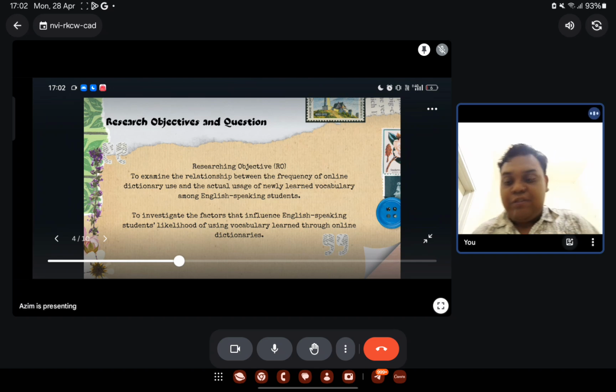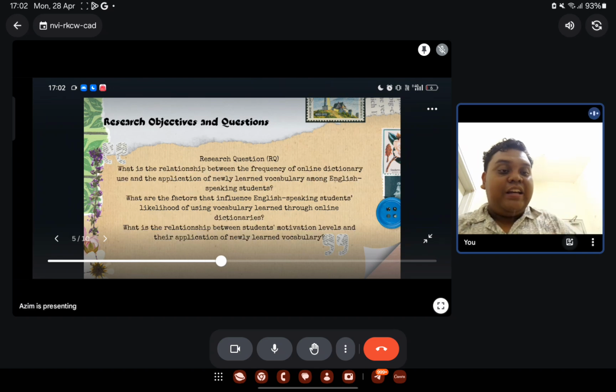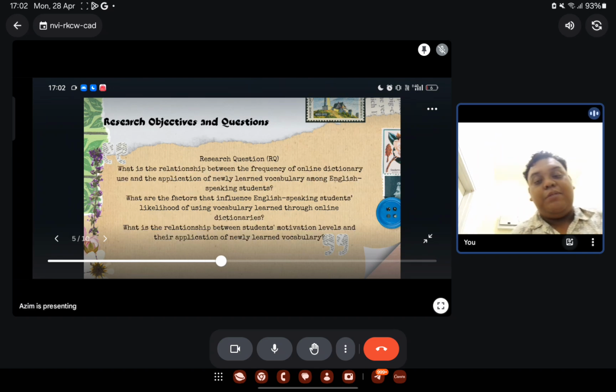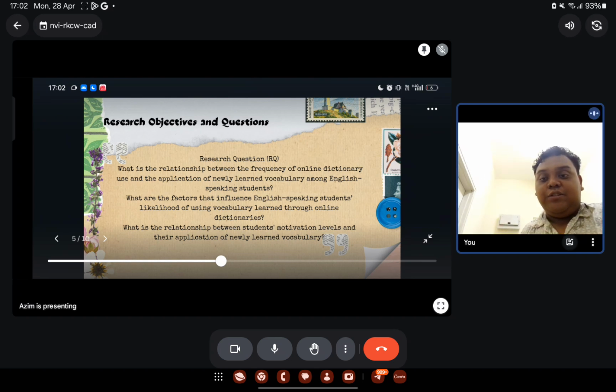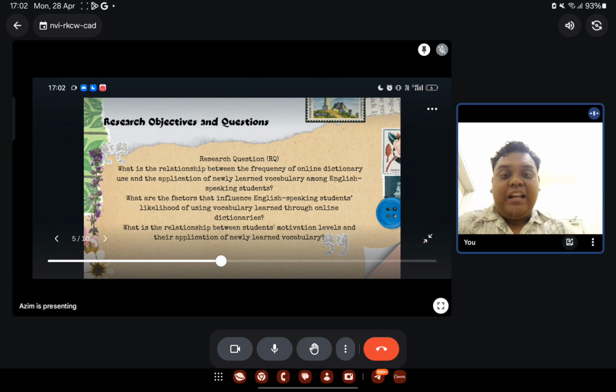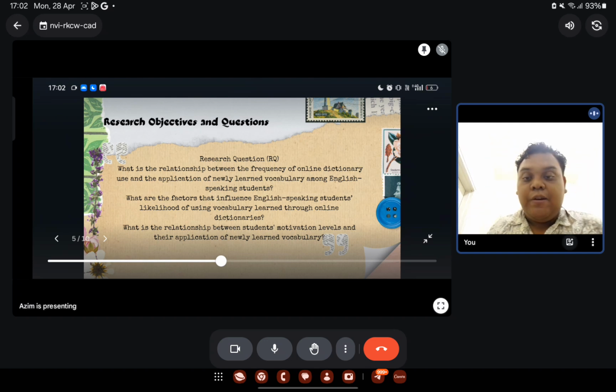Let's move on to the research questions, which are quite interlinked with the research objective. But the last question, let me get into it. What is the relationship between the frequency of online initiatives and the application of newly learned principles by students? Same as the research objective.